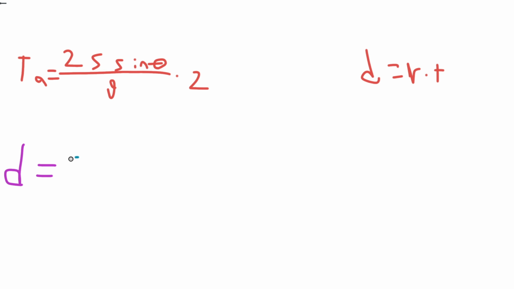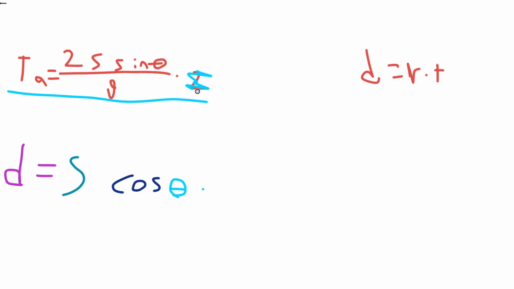Distance equals S cosine of theta multiplied by the time. Well, what's the time? We just figured out the time. This is that. Oh, actually, we should get rid of this too. Sorry about that. Yes. So because we already moved this 2 up here, right? So, okay, so let's put this formula in.